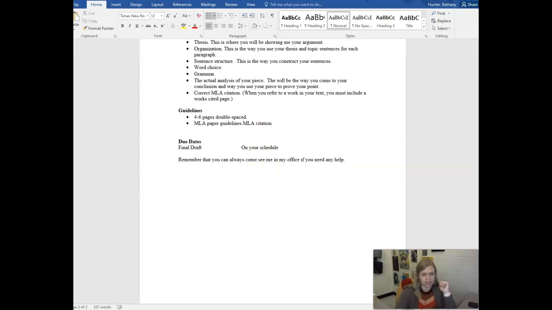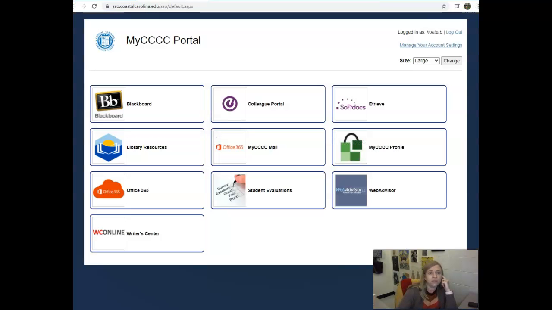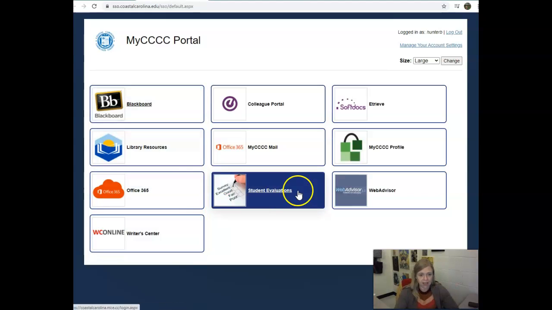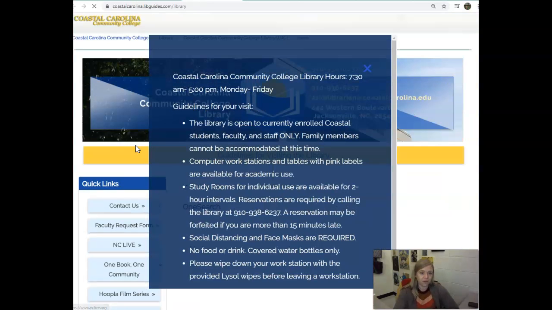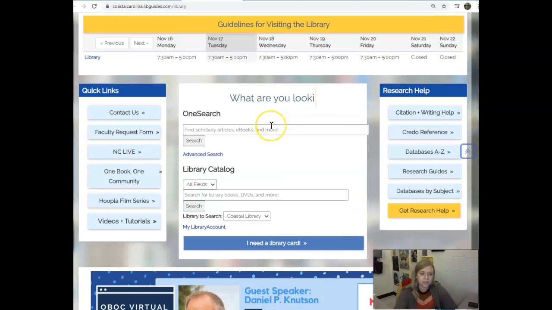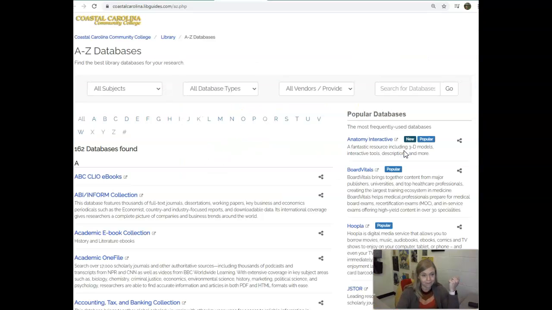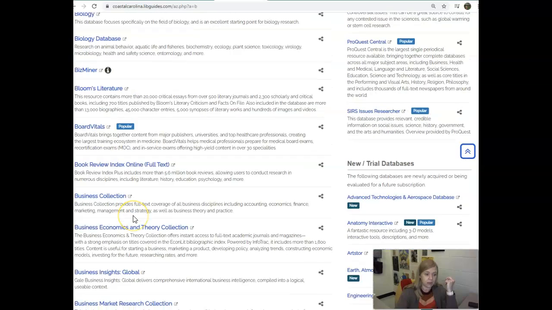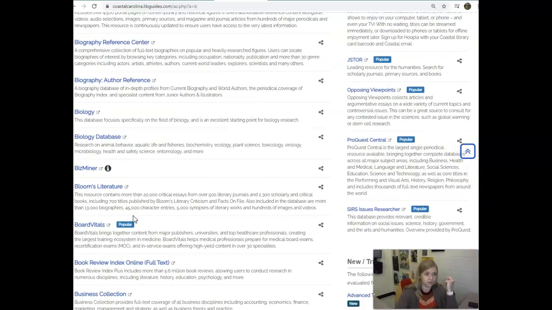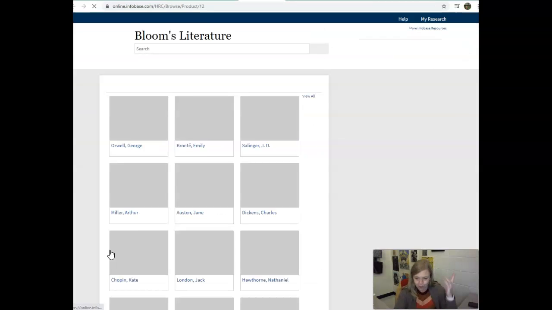I want to take 1 second now and go to the library page and show you where I think I would do my research. For this one, it does change a little bit, so if you've watched this far, you're lucky. If you go to the library pages, instead of going to NC Live, I would go to Databases A to Z, and then I would go to B for Blooms Literature. Okay, there he is. Harold Bloom was the guy.